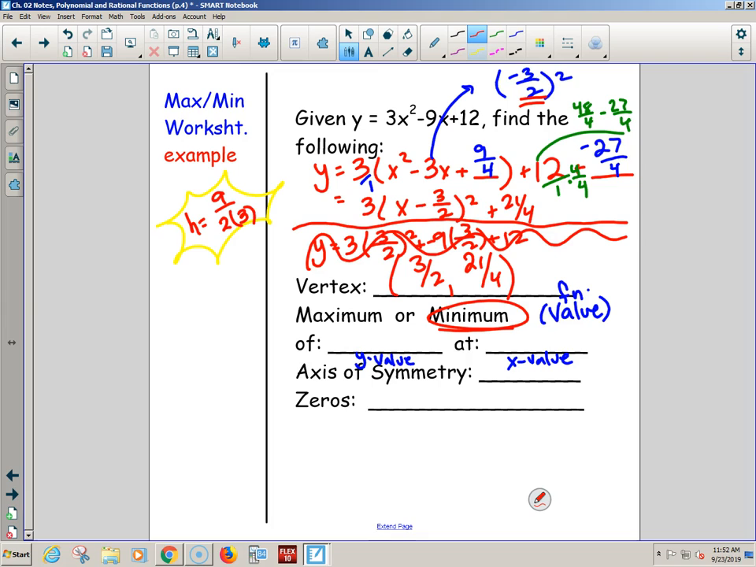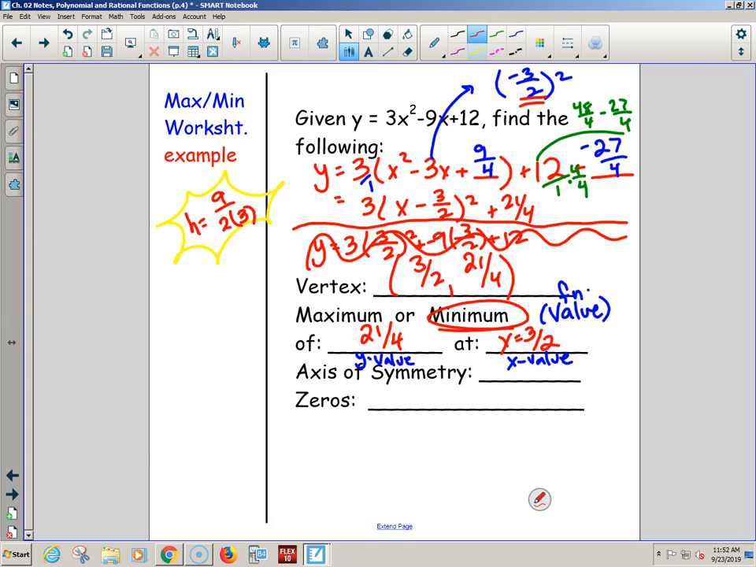So the minimum value is 21/4. That's how low the function goes. And where it happens is at 3/2. Where it happens, you can even say x equals 3/2. I wouldn't mind that. But the minimum function value is of, you put the y there, the x there. It's as easy as that.